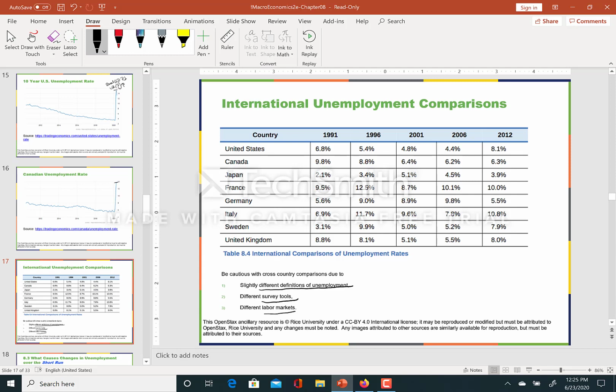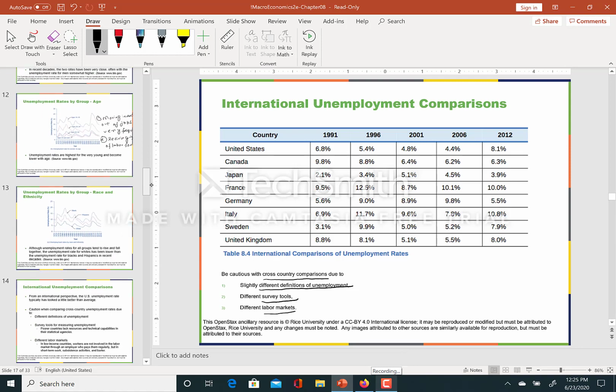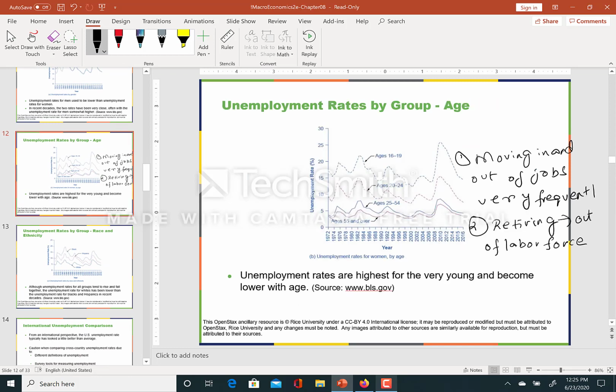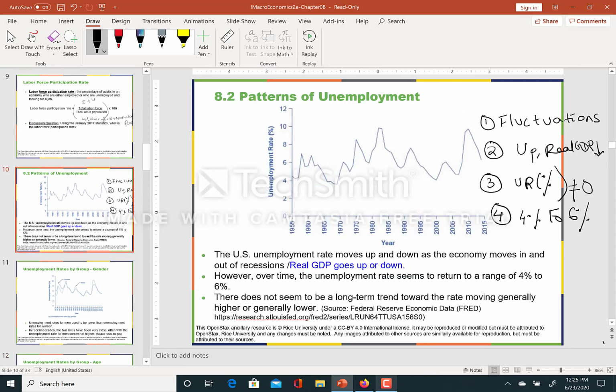But a note of caution here while you do cross-country comparisons is different countries have different definitions of unemployment. They use different survey tools, and they have different labor market conditions. Alright, so this really explains us the international comparisons of unemployment, and we got some idea about the unemployment rate is really not staying constant over time.